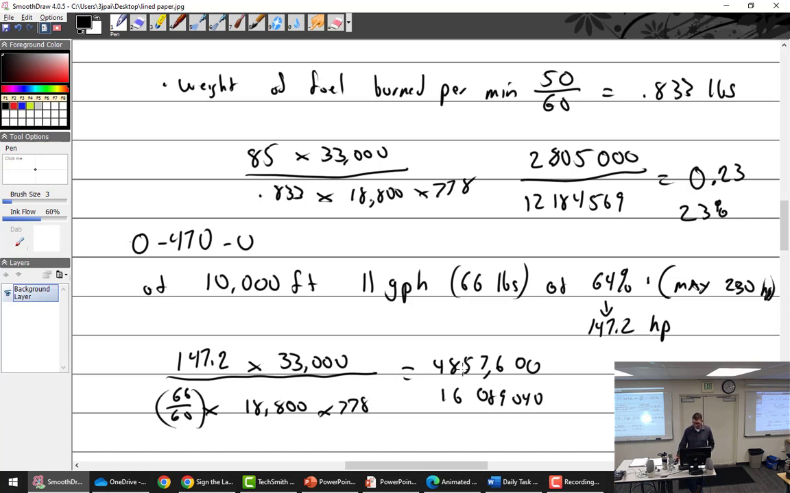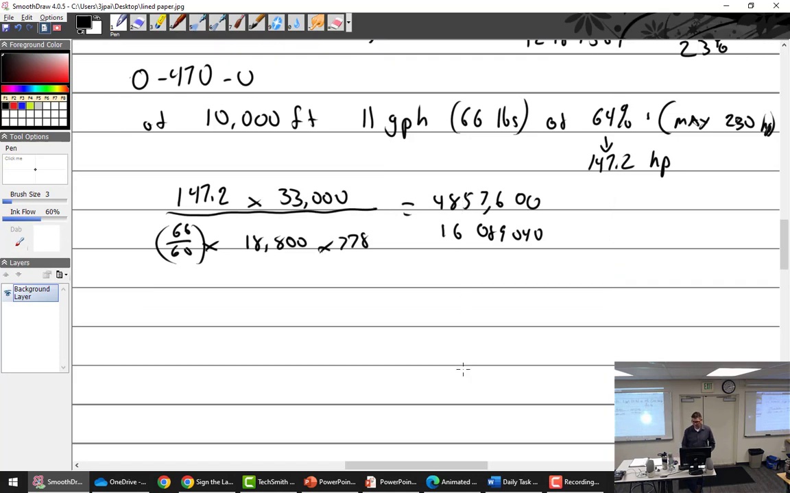Which equals what percent? Divided by 16,089,040. About 30%. 0.301.